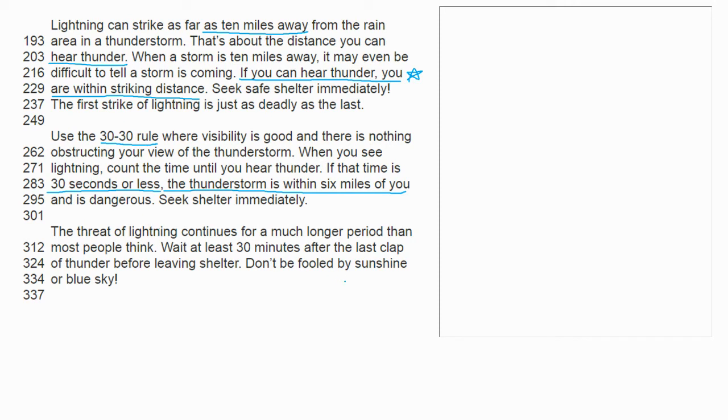The threat of lightning continues for a much longer period than most people think. Wait at least 30 minutes after the last clap of thunder before leaving shelter. Don't be fooled by sunshine or blue sky. So there's the second part of our 30-30. So 30 seconds or less, the storm is within 6 miles of you, and you have to wait for 30 minutes after the last clap of thunder before you should leave shelter.